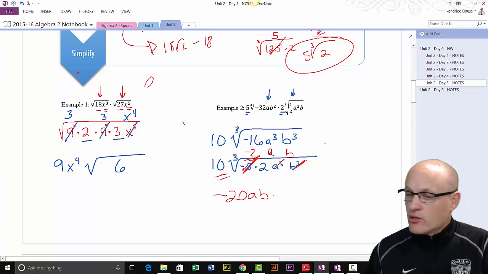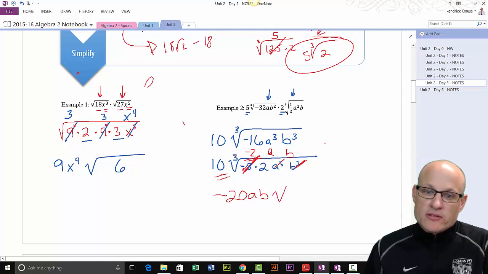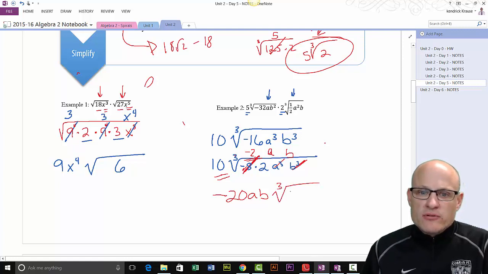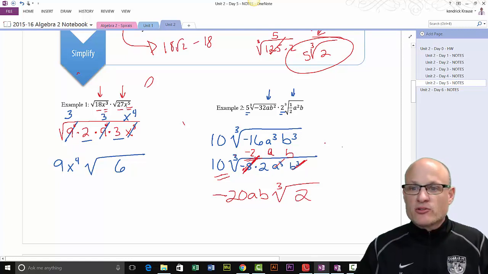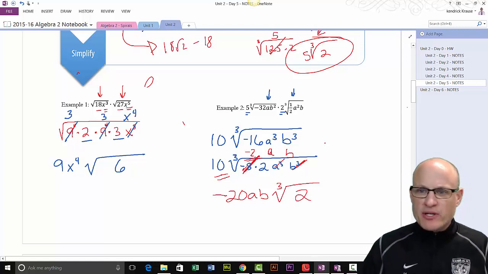This is annoying. Oh my God, this is annoying. Cube roots of just 2. That's it. That's all she wrote. Let's move on. I got like 10 pages of this.